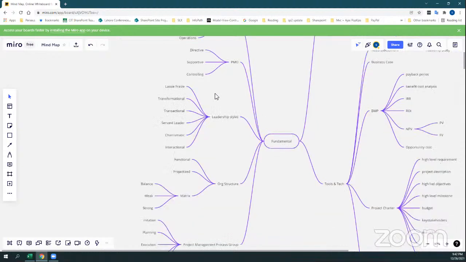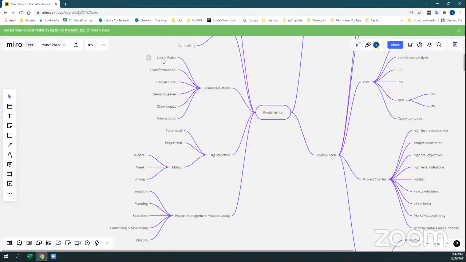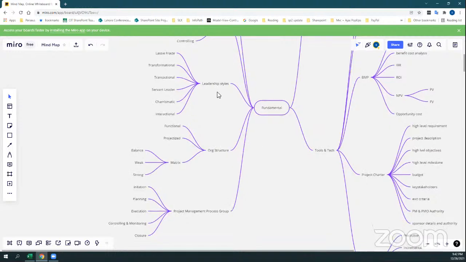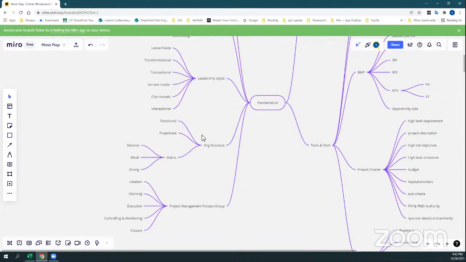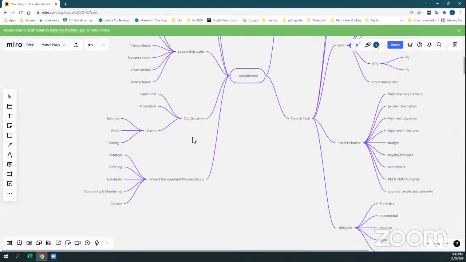We have different leadership styles that should be chosen: transformational, transactional, servant leader, charismatic, international, or maybe a hybrid of the leadership styles that we have. Then we can also consider the organizational structure: functional, projectized, and matrix. In the matrix, we have balanced, weak, and strong, where the PM and the functional manager authority goes up and down based on the structure that we have over here.